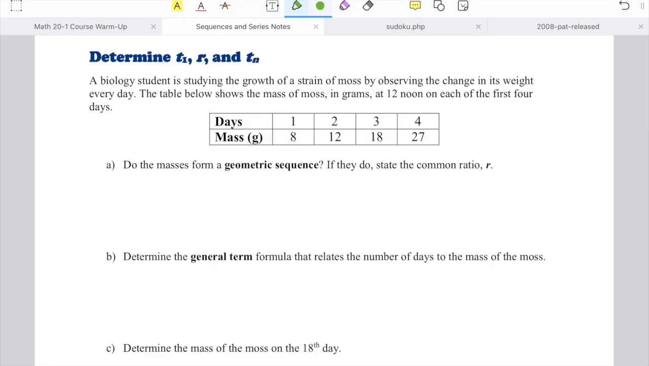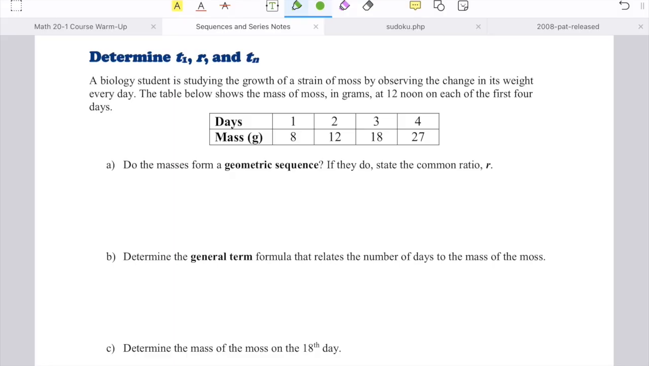A biology student is studying the growth of a strain of moss by observing the change in its weight every day. The table below shows the mass of the moss in grams at 12 noon on each of the first 4 days. So we need to figure out if the moss will form a geometric sequence or not. That's what you do every time you have a word problem. Check if it has a common ratio or a common difference.